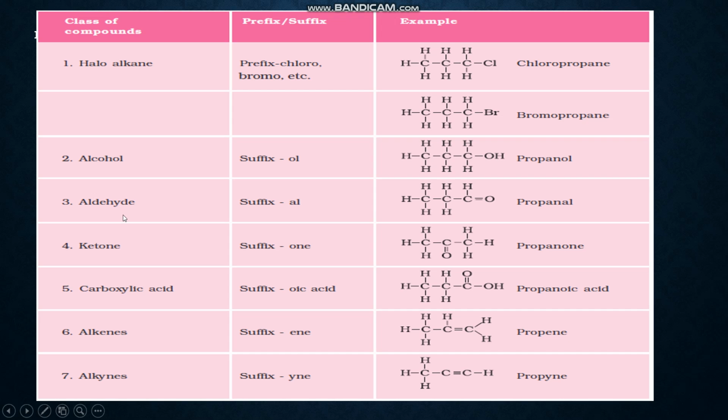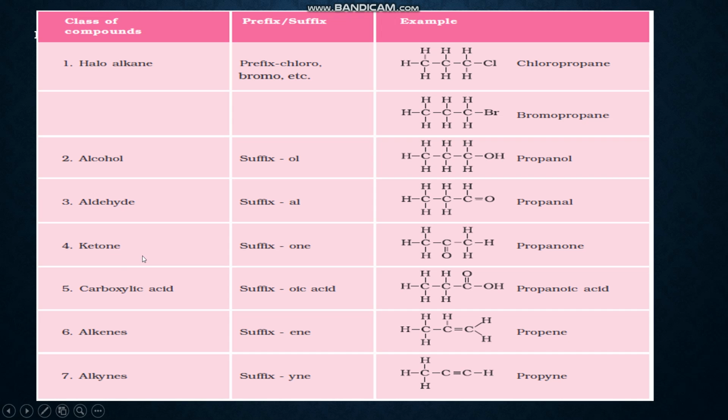Next class of organic compound, aldehyde. The aldehyde functional group is CHO. To name it, we have to give the suffix AL. Here you can see 3 carbon atoms are present. The corresponding alkane is propane. As it is an aldehyde, the CHO is the functional group present in this compound. As it is an aldehyde, the E of propane should be replaced by AL. So the name of this compound is propanal.